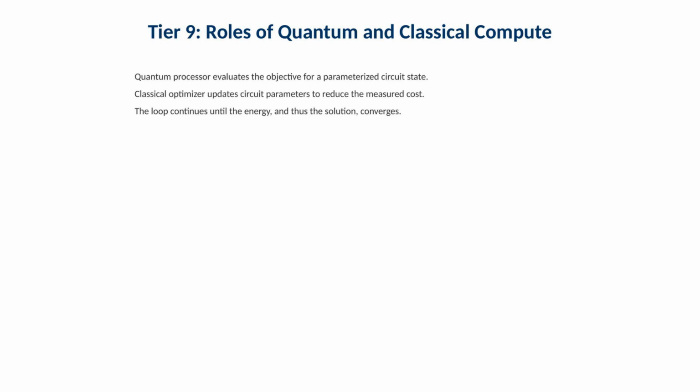It is important to separate roles. The quantum processor performs state preparation and measurement, which explores a large configuration space. The classical processor handles the optimization logic that tunes parameters. Without the classical loop, the quantum processor does not know how to steer toward better solutions. Without the quantum evaluation, the classical optimizer lacks access to the quantum state landscape.